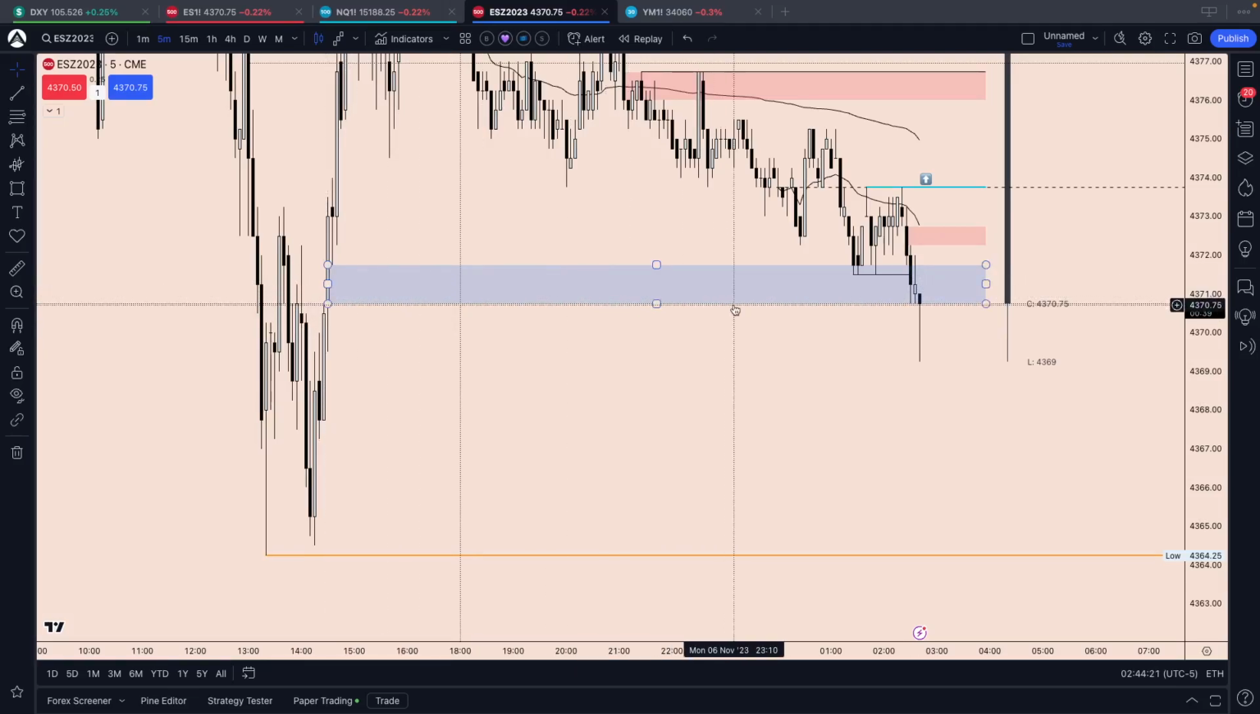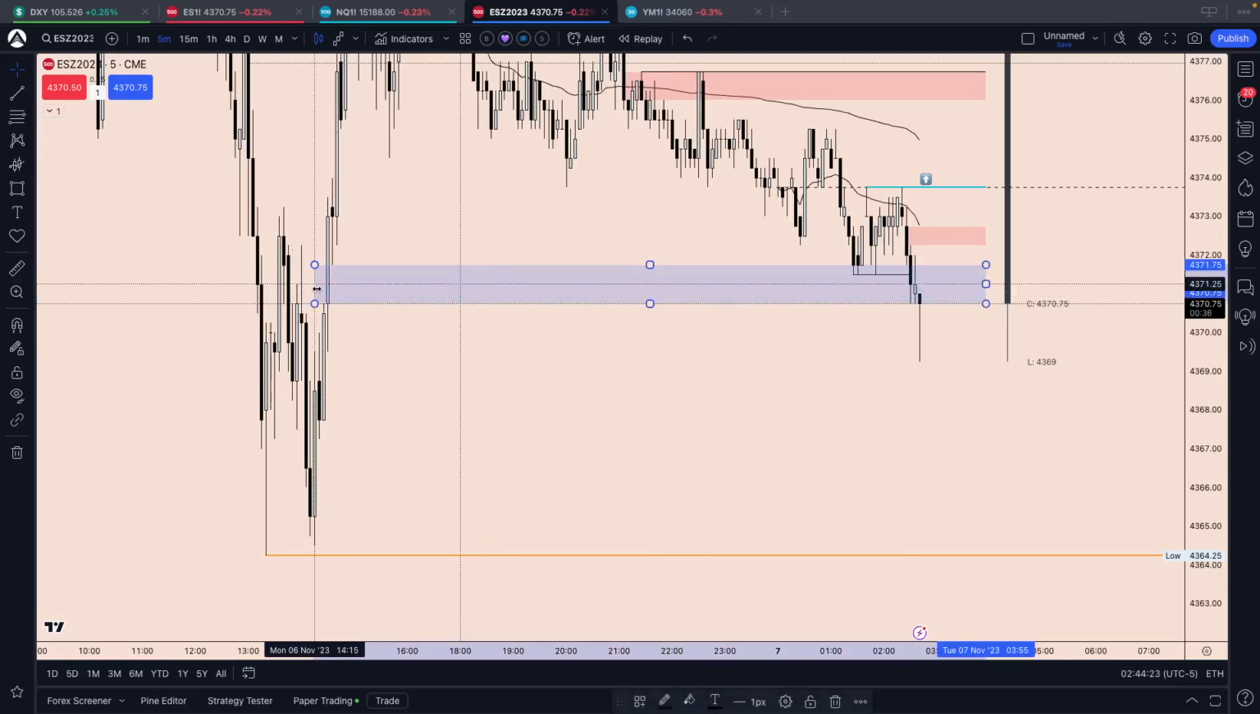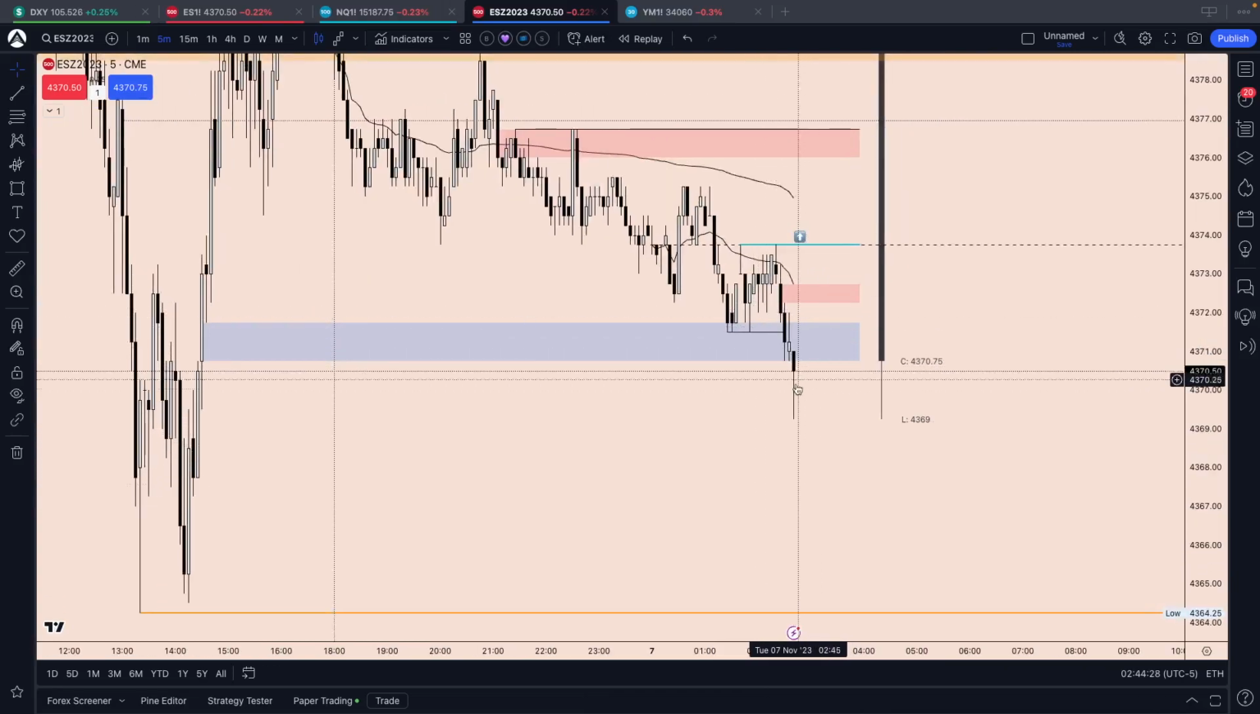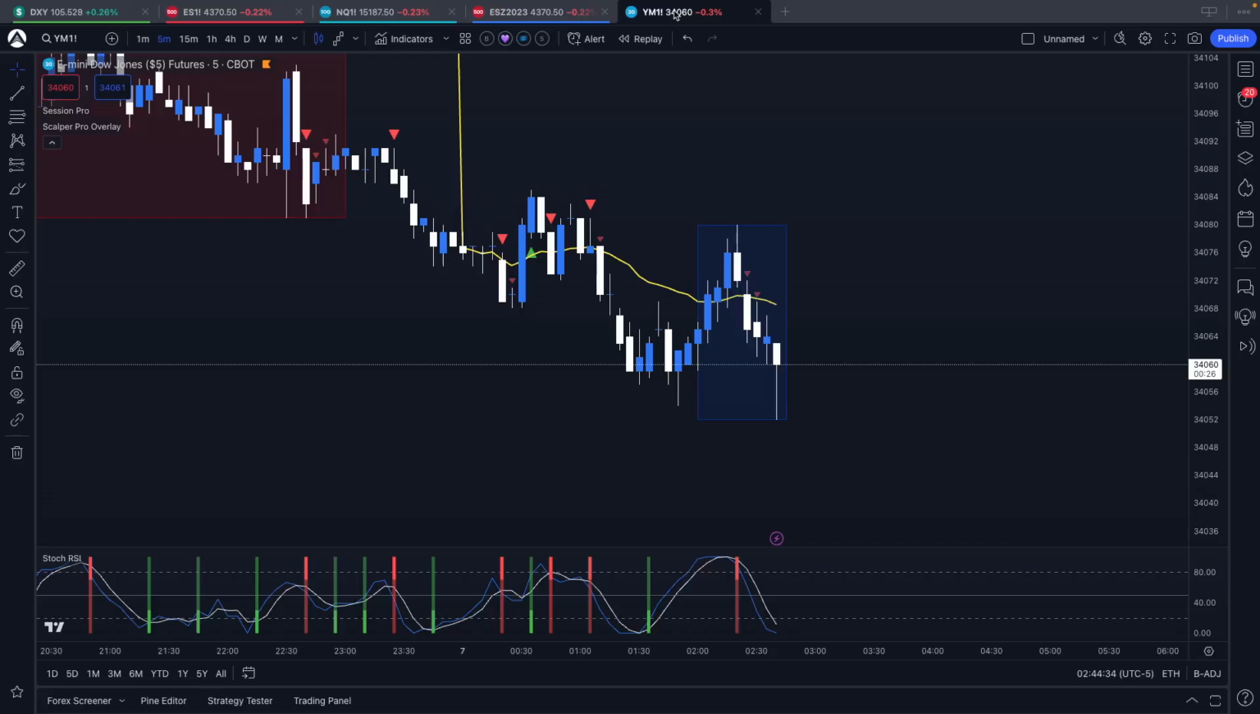Now for the continuation lower, what I would like to see would be a close below this bullish fair value gap, the lowest 5 minute bullish fair value gap right here. And then we could maybe even use it as an inversion for a little paper trade here, so we have at least something to do.